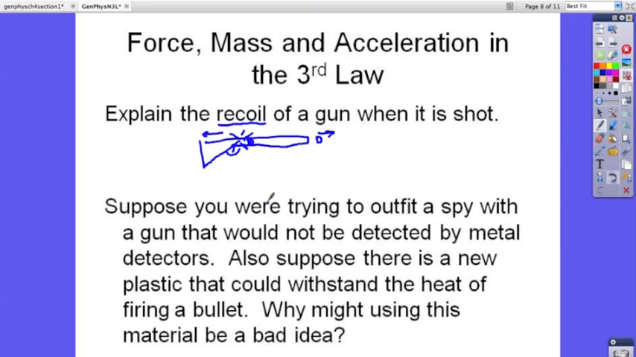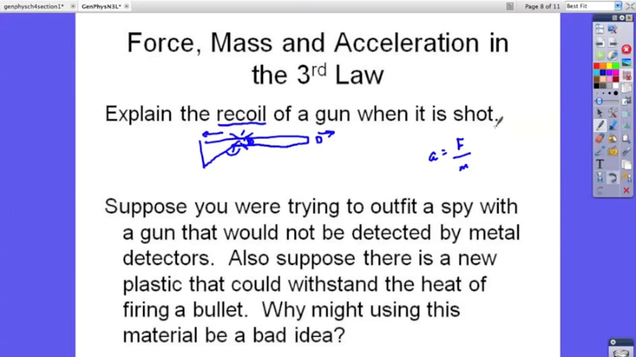Suppose you were trying to outfit a spy with a gun that would not be detected by metal detectors. Also suppose that there's this new plastic that could withstand the heat of firing a bullet. Why might using this material be a bad idea? Well, remember, the acceleration is inversely proportional to mass. And so the bigger the mass of the gun, the less velocity it's going to move back with. So if you've got this lightweight plastic gun with a very small mass, then its acceleration backwards is going to approach the acceleration of the bullet forward.